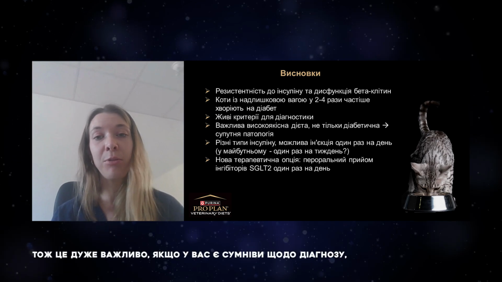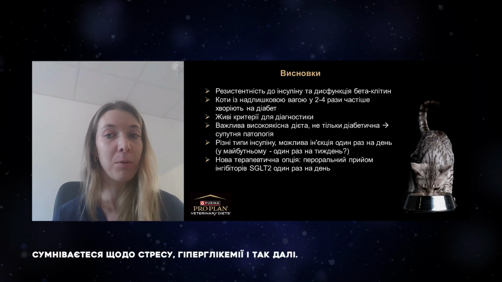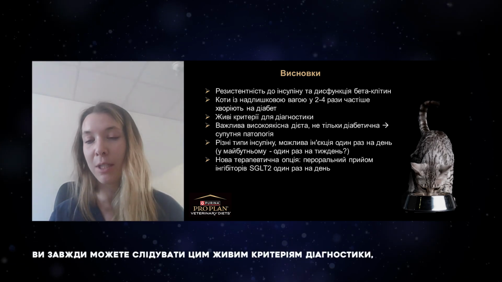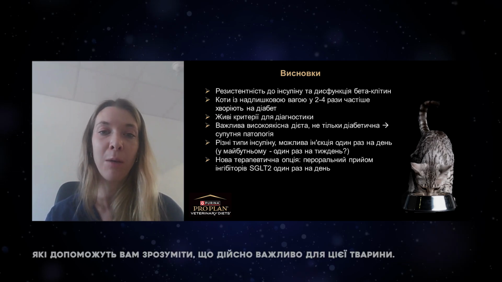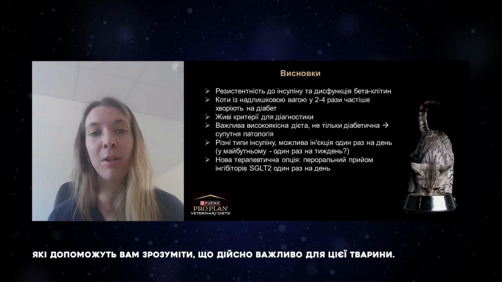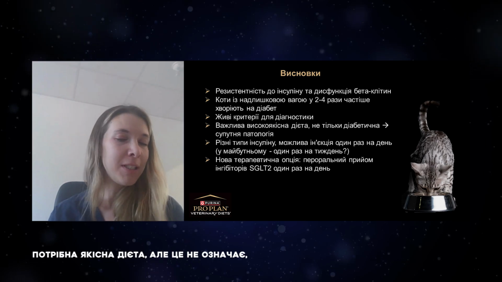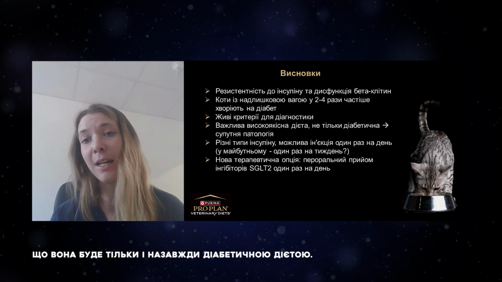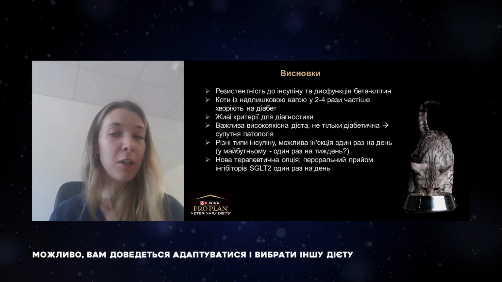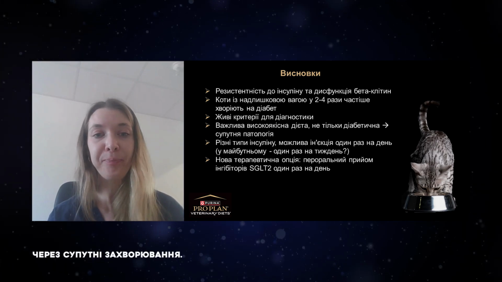If you have a doubt about the diagnosis, you're not so sure, you doubt about stress hyperglycemia and so on, you can always follow this ALIVE criteria for diagnosis to help you. It is really important to feed these animals a high quality diet, but it does not mean that it will always be a diabetic diet. You might need to adapt and choose another diet due to comorbidity.